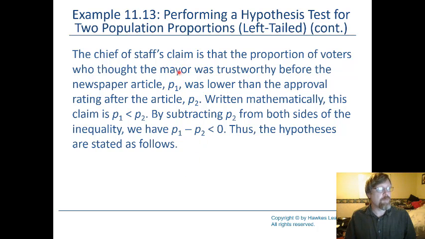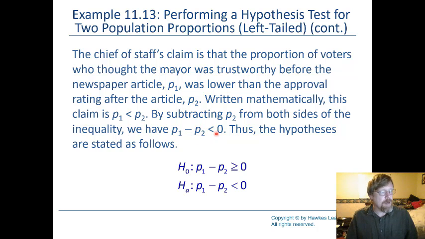So the claim is that the proportion of voters before was lower than the proportion of voters after, so P1 is less than P2. We move that P2 over so we've got the proportions all on the same side. P1 minus P2 is less than 0. So that's our research hypothesis. Alternative or research hypothesis, P1 minus P2 is less than 0, meaning that P2 is going to be greater than P1. The logical opposite, the null, is that P1 minus P2 is greater than or equal to 0.